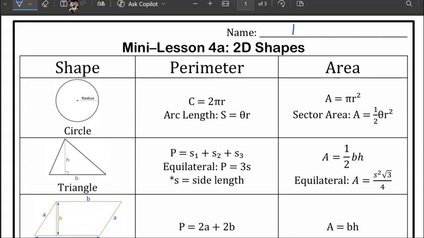Mini lesson 4A, 2D shapes. On this first page, we have various shapes, their perimeter formulas, and their area formulas.